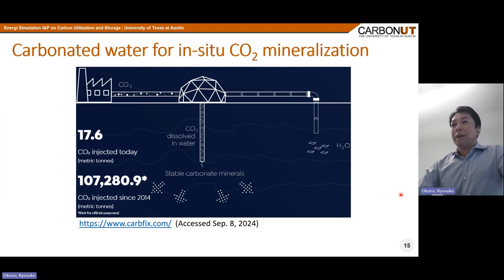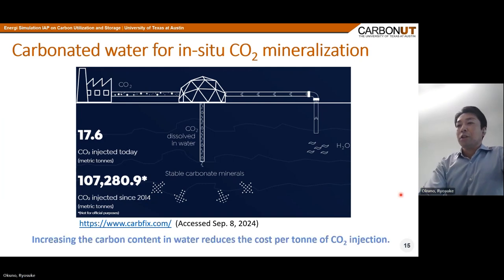And the obvious limitation is the CO2 concentration in the injected water. Their report indicates that the CO2 content in the injection water is less than 1 mole per liter, which is a typical range of CO2 solubility in brine. So with nanobubble technology, we expect that we can increase the CO2 content in the injection brine, resulting in reduced cost for the water per ton of CO2 injection.